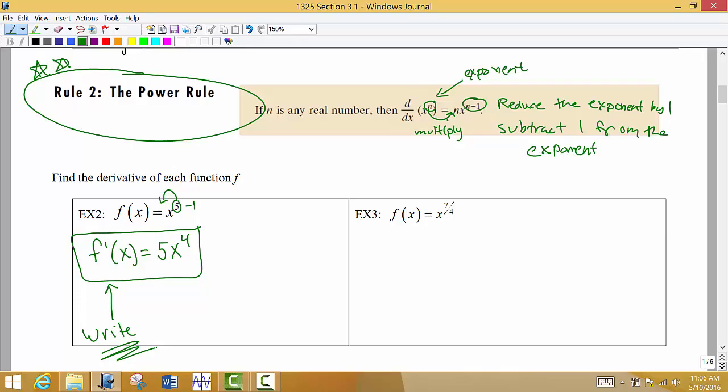f of x equals x to the 7/4 power. So 7/4 power. All right, so I'm going to make note that I'm doing f prime of x. We're finding the derivative here. And we're going to multiply the power times the front. So that's 7/4, and that's going to become a big 7/4 out front of that term. And then we're going to reduce the power by 1.